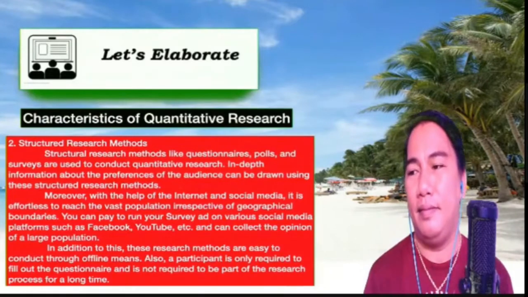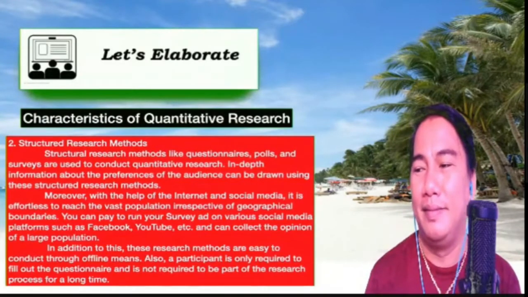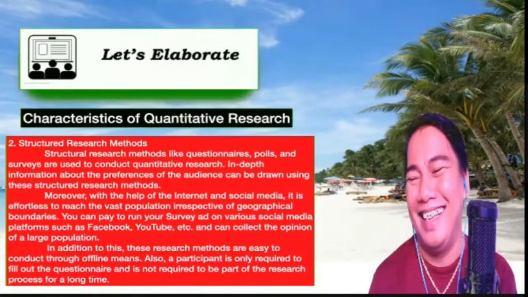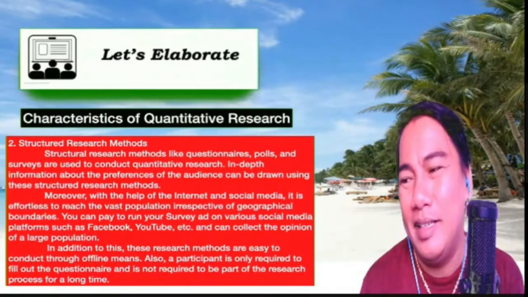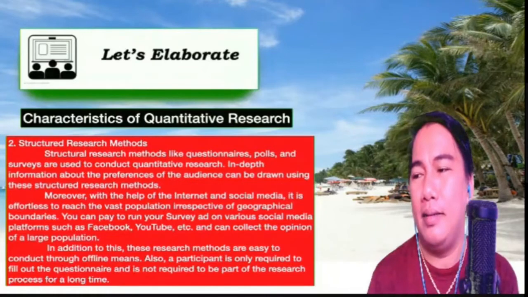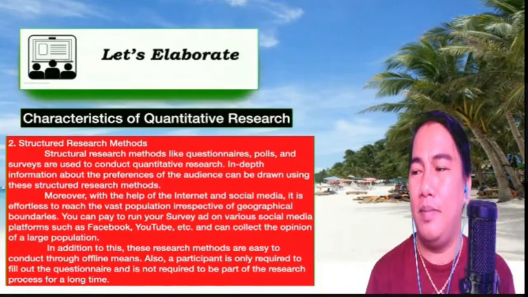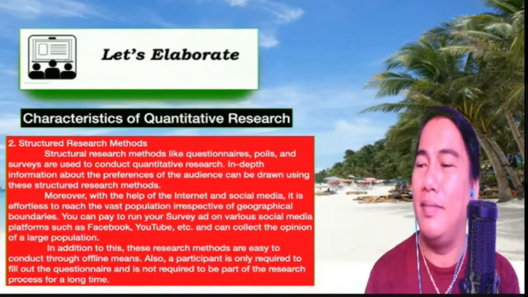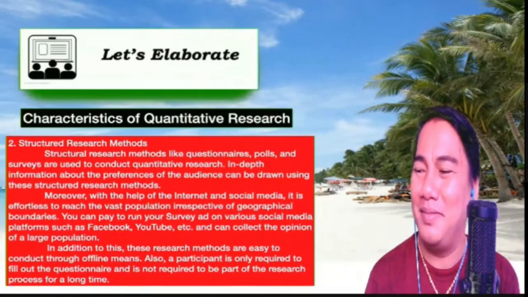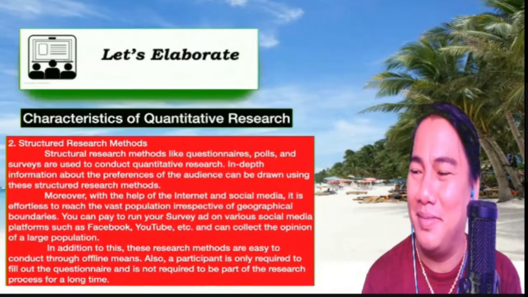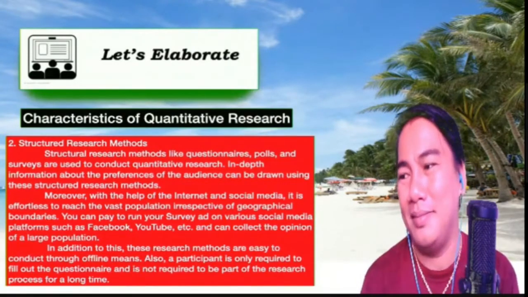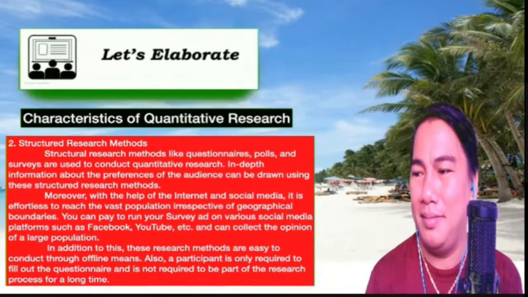Structured research methods. Structured research methods like questionnaires, polls, and surveys are used to conduct quantitative research. In-depth information about the preferences of the audience can be drawn using these structured research methods.